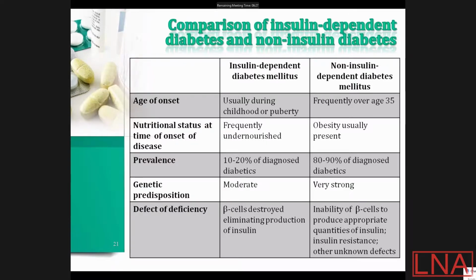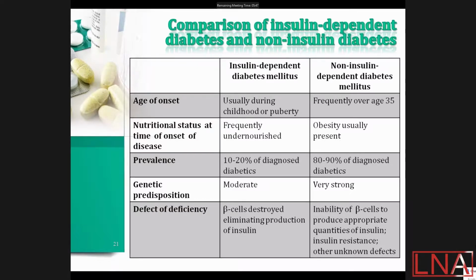So, as a summary, a comparison of two types of diabetes: different age of onset, different nutritional status at the time of onset of disease, prevalence. The second type of diabetes, or non-insulin-dependent diabetes, is more common. About 90% of all diagnosed diabetes is type 2.